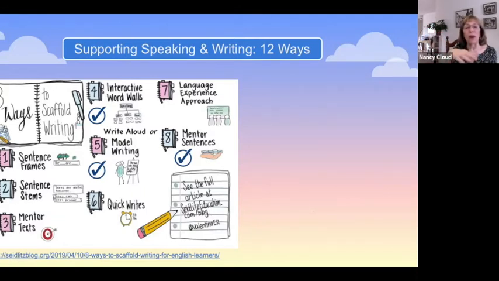But I want to suggest that these are not just useful for writing, they're also useful for speaking. So we're going to think of them for speaking or for writing, and how we might use them. And we'll be modeling this as we go along. So all of you already know about sentence frames and stems.